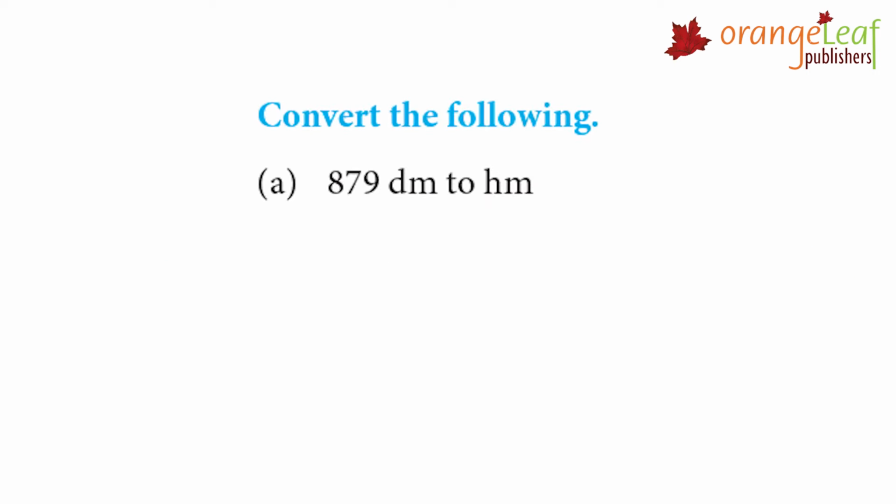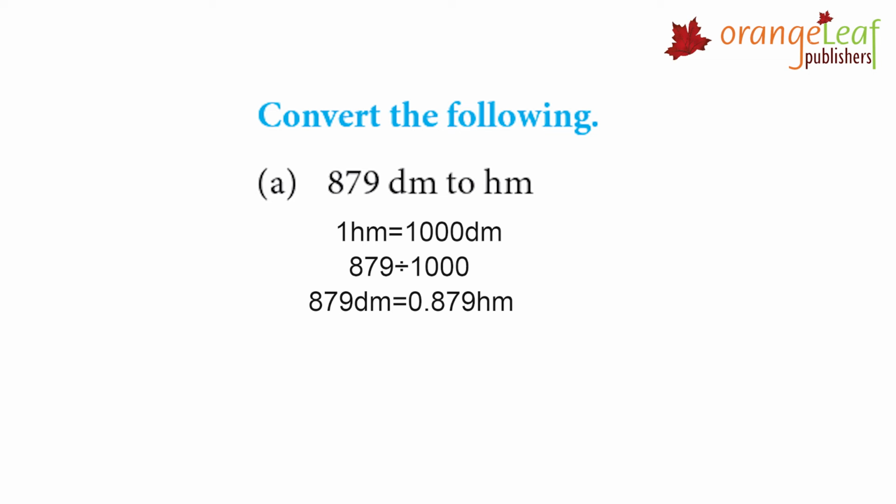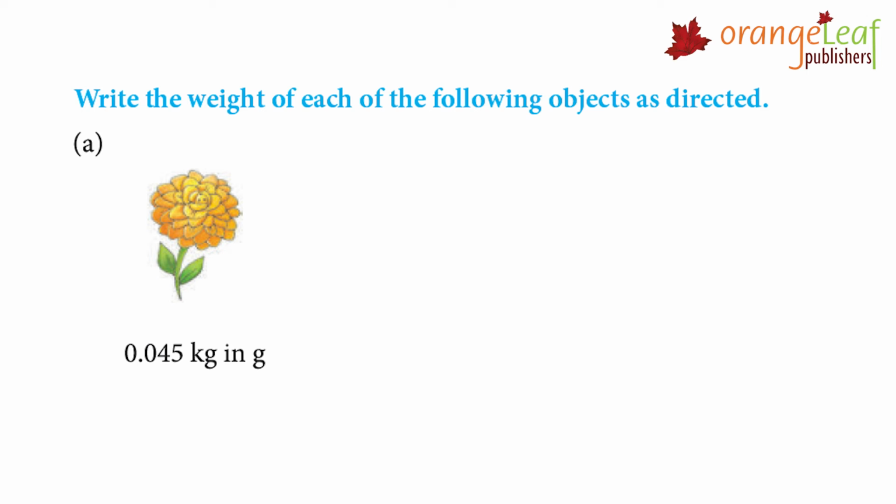We now have to convert 879 decimeters to hectometers. Now we know that 1 hectometer is equal to 1000 decimeters. So to convert from a lower unit to a higher unit, we need to divide 879 by 1000. So 879 decimeters is equal to 0.879 hectometers.